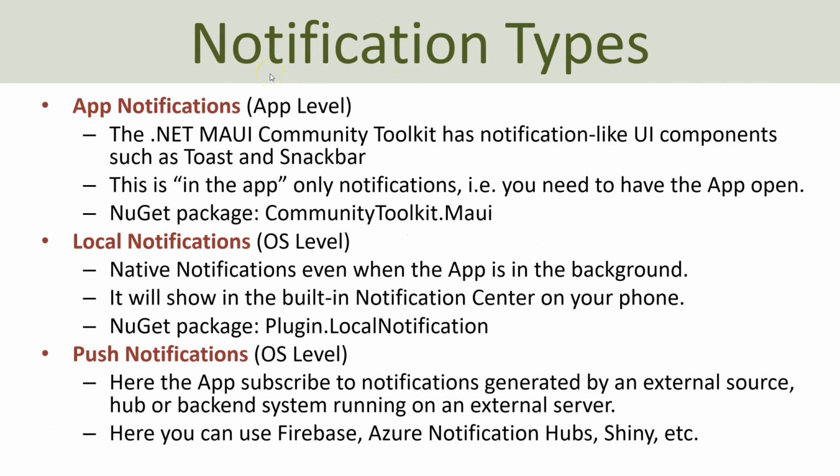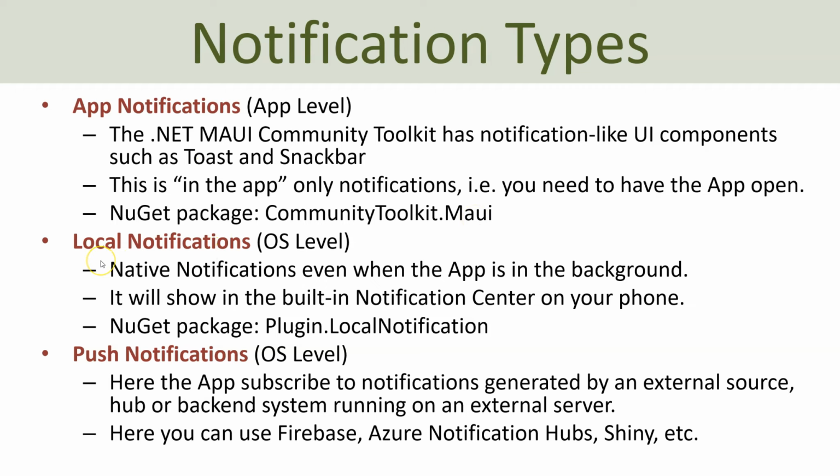We can divide notifications into three different types. We have app notifications. These work only inside the app itself, so typically you need to have the app open and running to receive such app notifications. These app notifications are generated by the app itself. For such applications we will use this .NET MAUI Community Toolkit, and then we need to install a NuGet package called CommunityToolkit.Maui. So we will show an example of how to do this later.